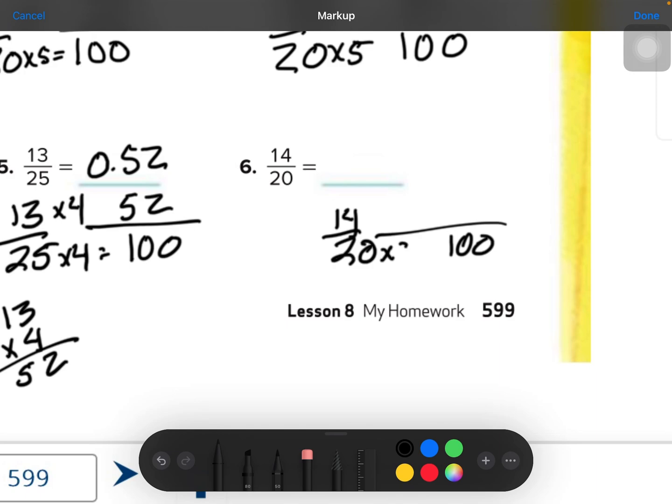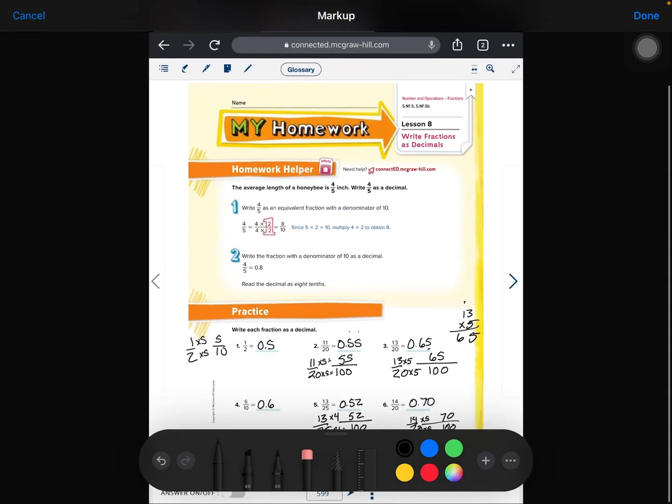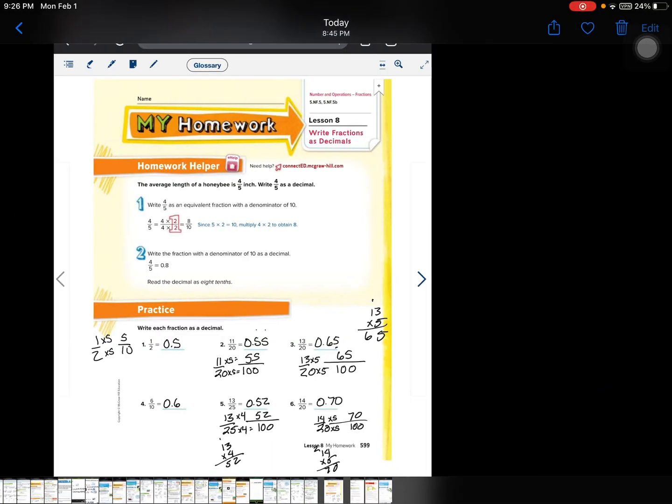Then we have 14/20, equivalent to 100. There are 5 of them. So we're going to take 14 times 5. 5, 6, 7, 70. 70 hundredths would be written with the 0 in the whole number spot, 70 hundredths.